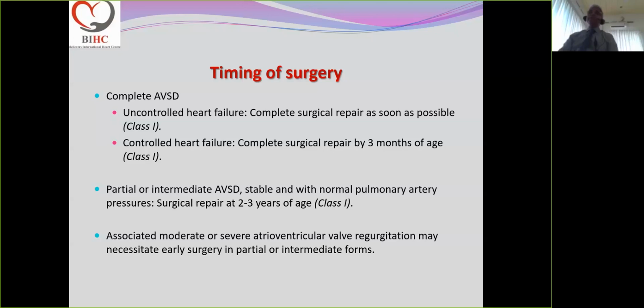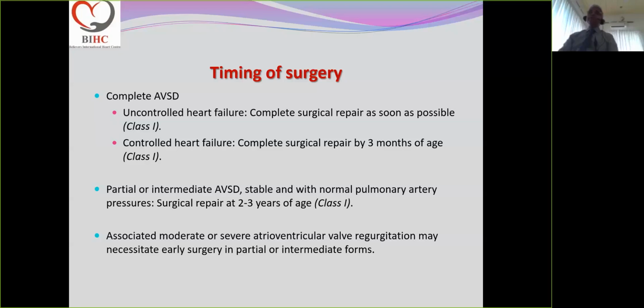A partial or intermediate AVSD which has no symptoms, which means you're dealing with an ostium primum ASD, you can repair at 2 to 3 years of age. Many units would operate on them even earlier. And when there is associated AV valve regurgitation which is significant, heart failure tends to occur, and even in a partial or intermediate form, it will push you into operating early.